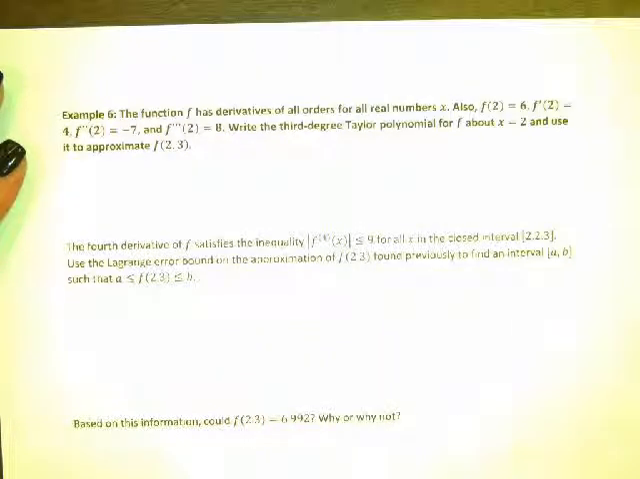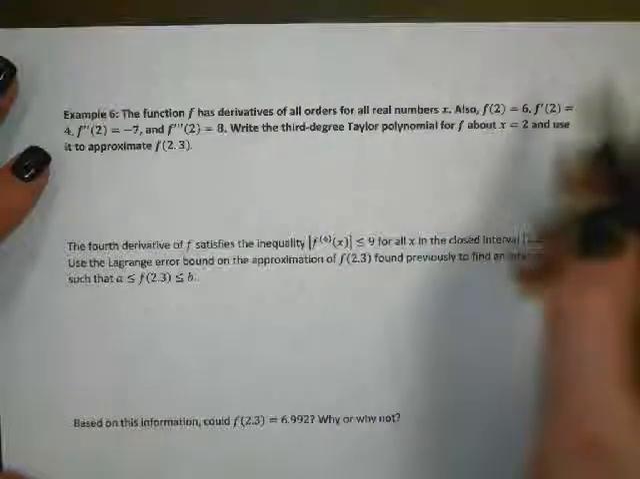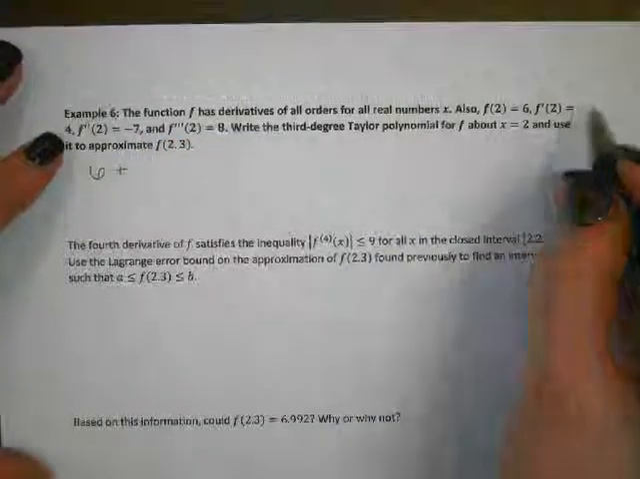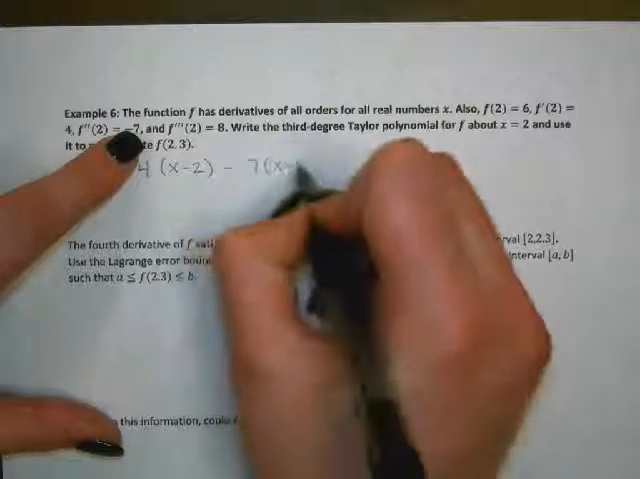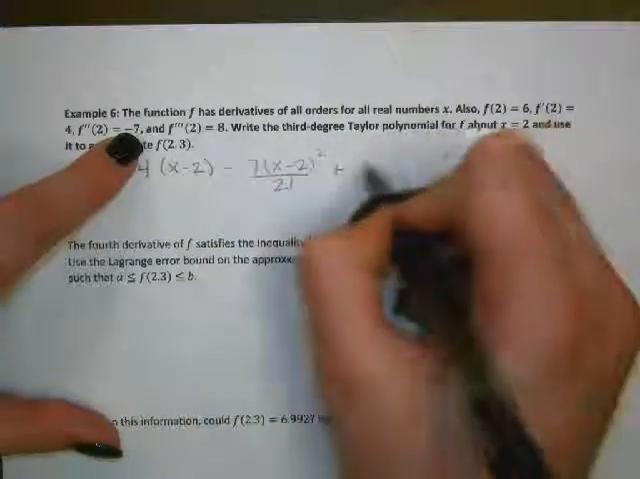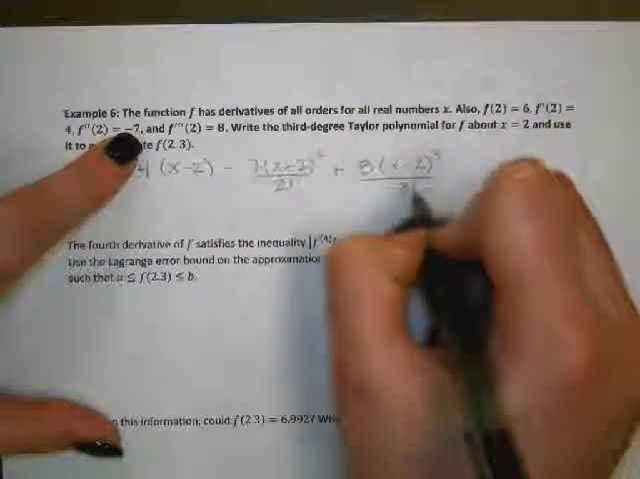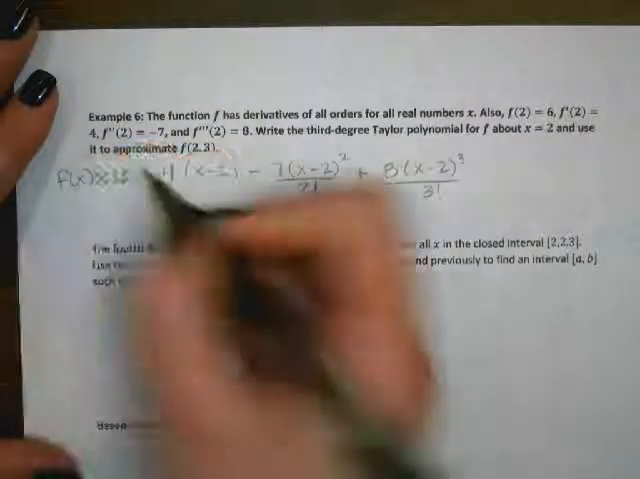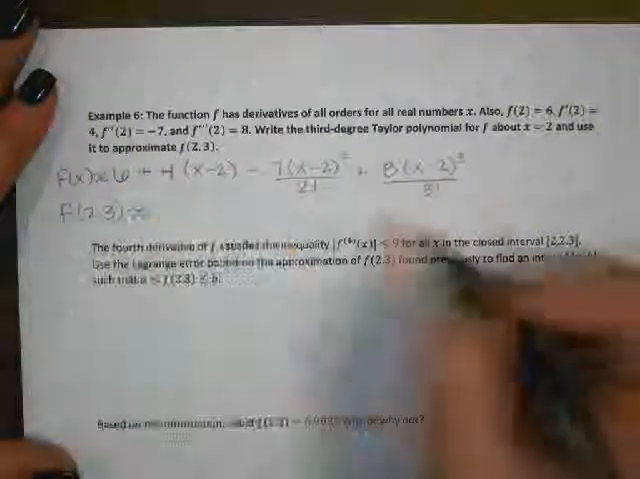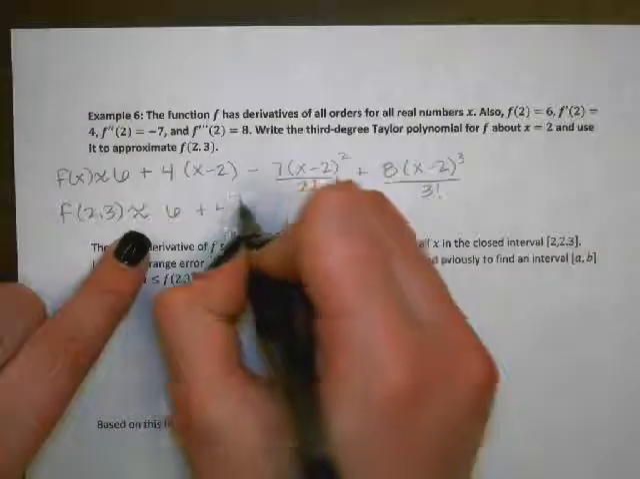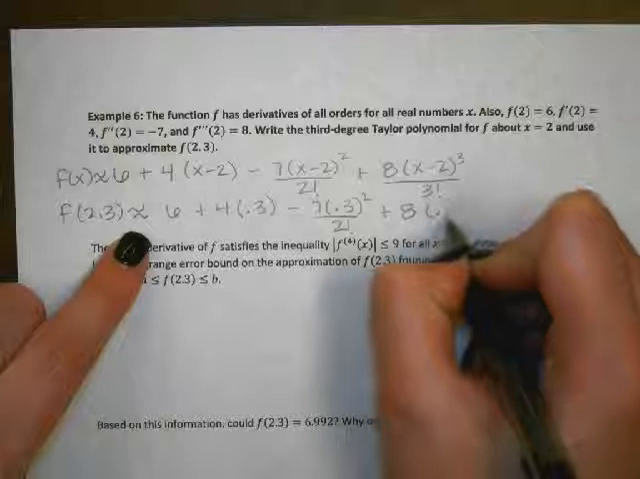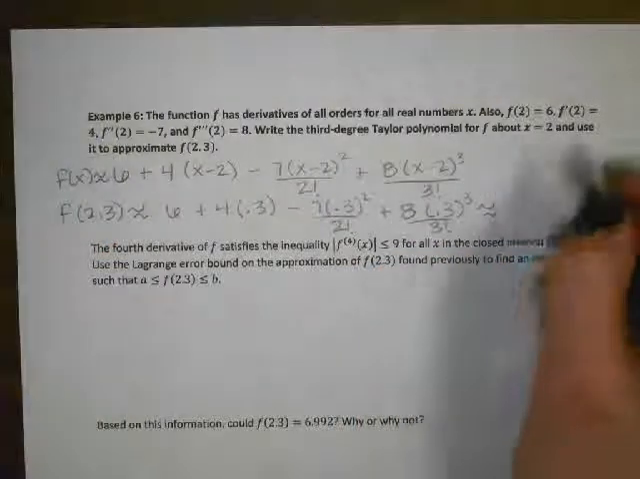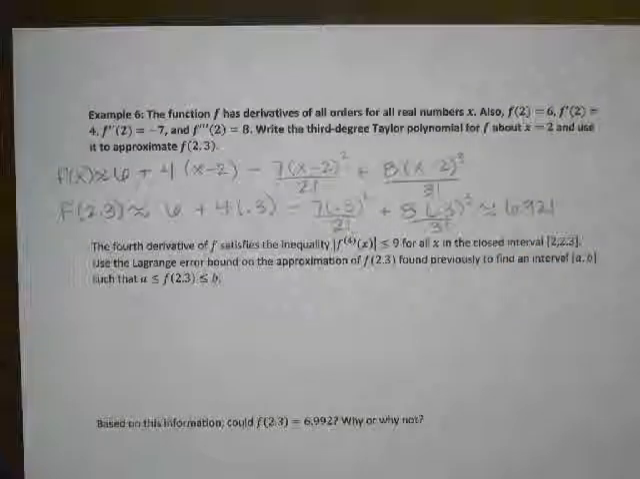All right, here's our last example. We're almost done. So we're going to go ahead and write the third degree Taylor polynomial. So f of 2 is 6, plus 4 times x minus 2, because the center is 2, minus 7 times x minus 2 to the second over 2 factorial, plus 8 times x minus 2 to the 3 over 3 factorial. So this is approximating f of x. f of 2.3 is what I get when I plug in 2.3. And when I plug that into my calculator, I get 6.921, and I didn't round that to 3 decimals, it really just spit out that number.